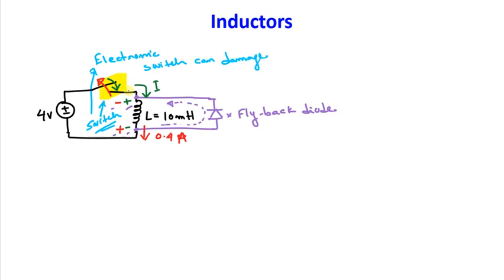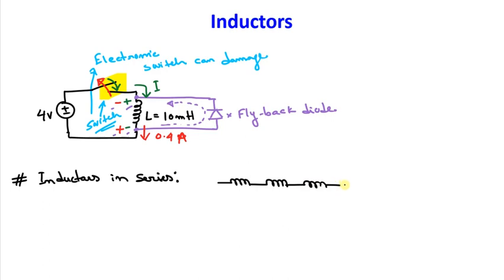So far we have considered a single inductor, but in a practical circuit there might be multiple inductors. Sometimes inductors might be in series, sometimes in parallel. If the inductors are in series, what will be their equivalent? For example, let us say there are inductors L1, L2, L3, and so on, in series. Their equivalent inductance is simply the sum: L equals L1 plus L2 plus L3.